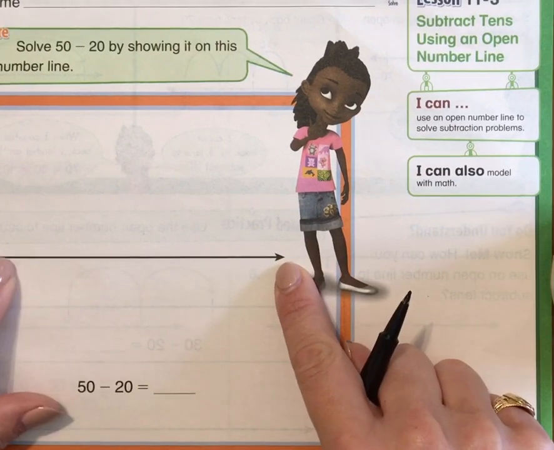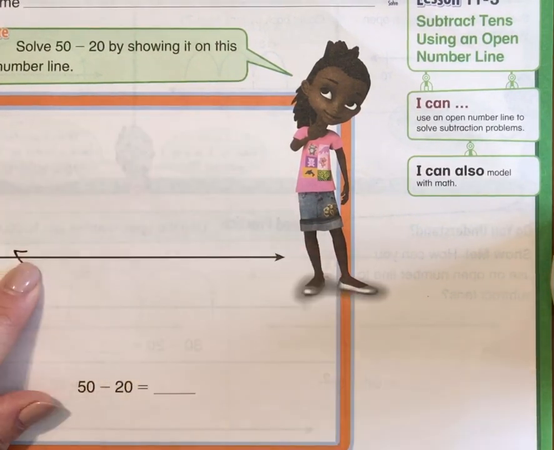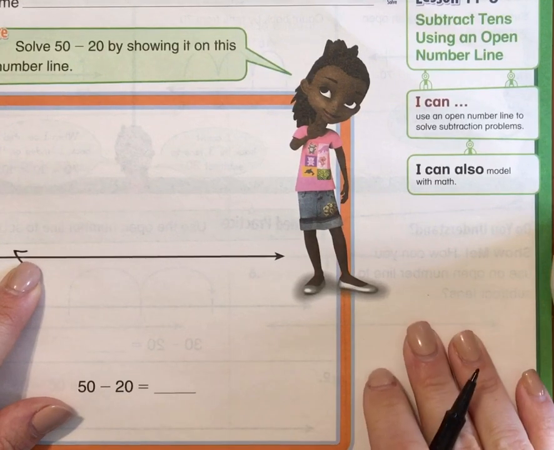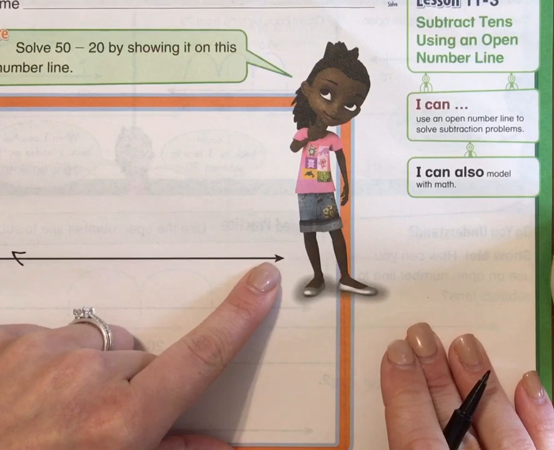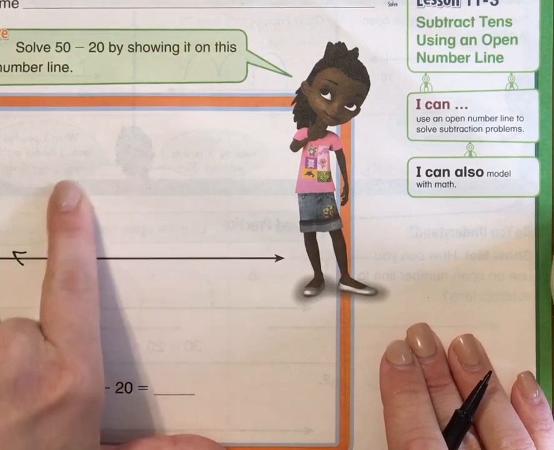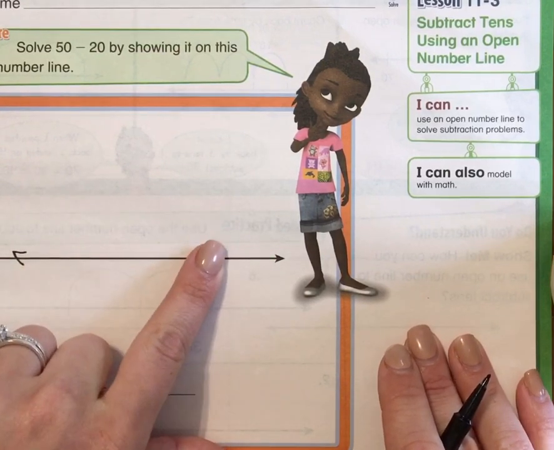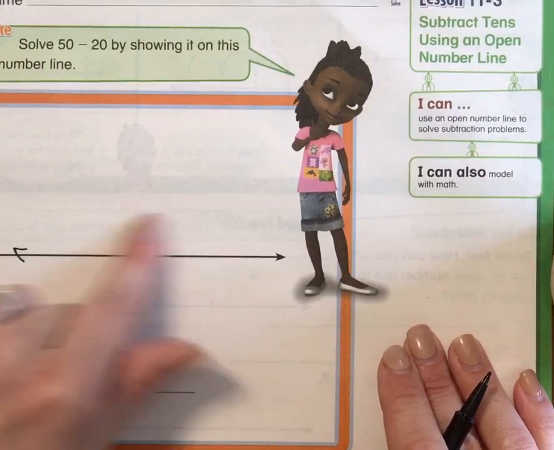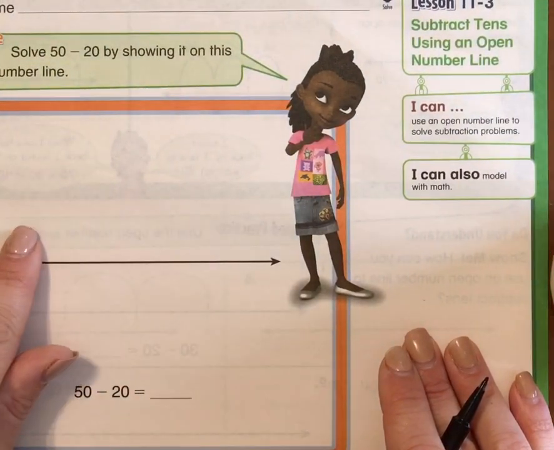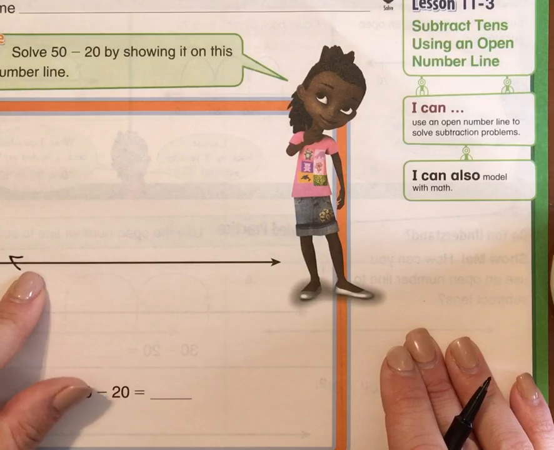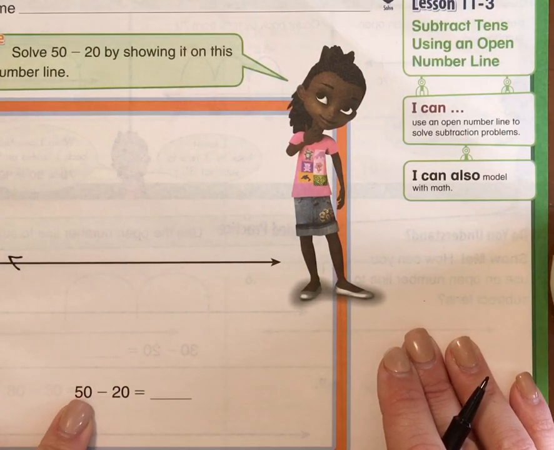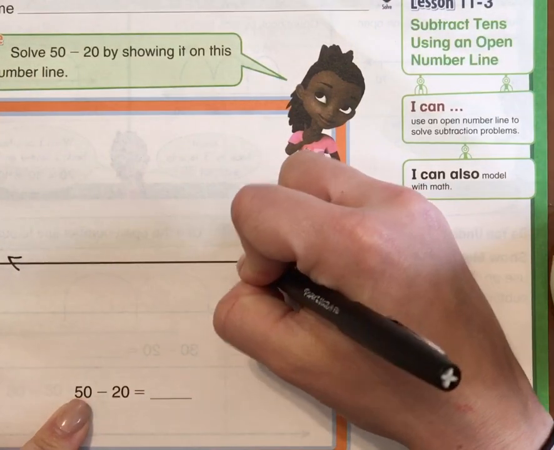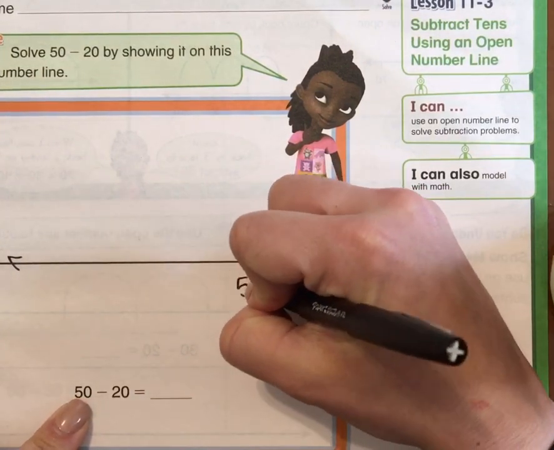So we are not going to put our numbers at the beginning of the line anymore. We're going to start all the way at the end and jump back in time instead of forward, because we're not adding, we're subtracting. That means we're taking away. So if you are working with me on your own paper, draw a number line.